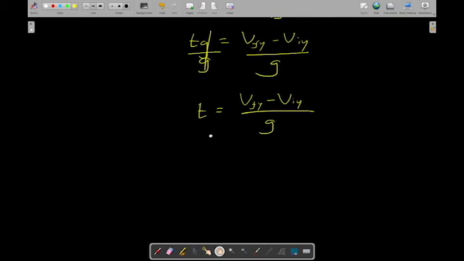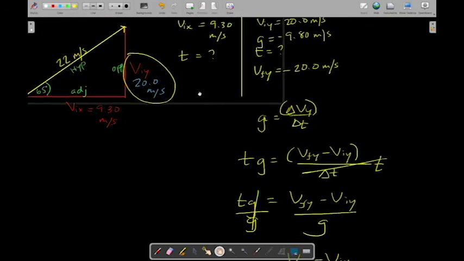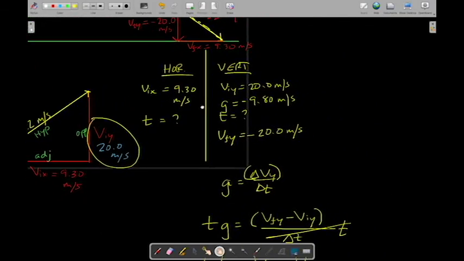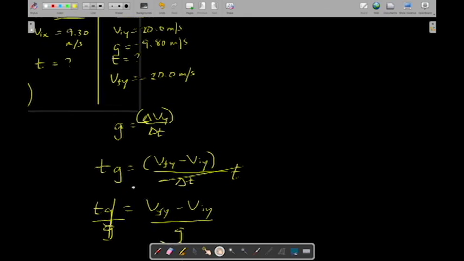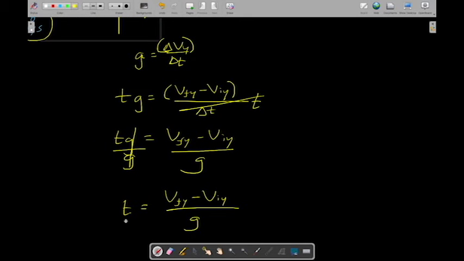So I'm going to plug in our values. I'm just going to scroll back up to our horizontal vertical chart. So our final velocity y is negative 20 meters per second.